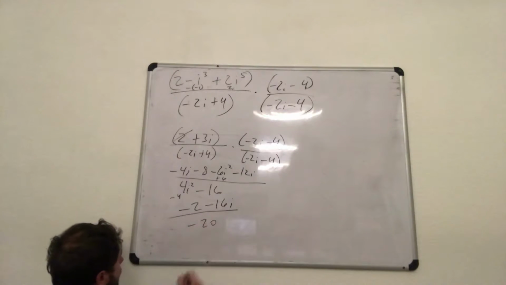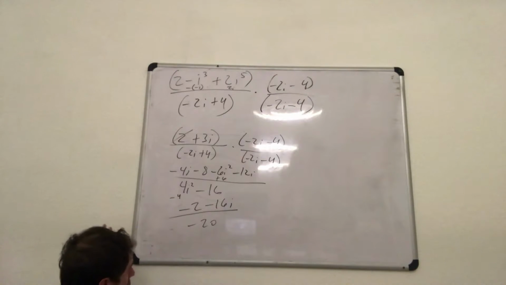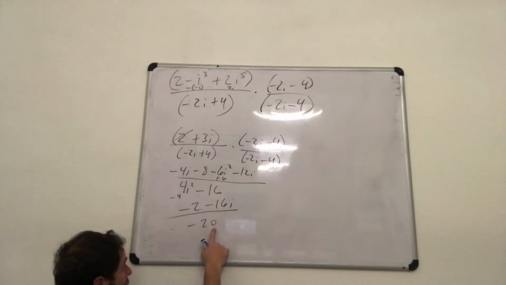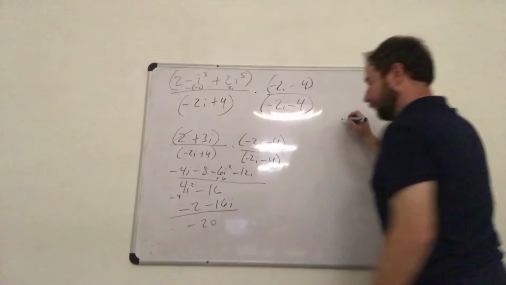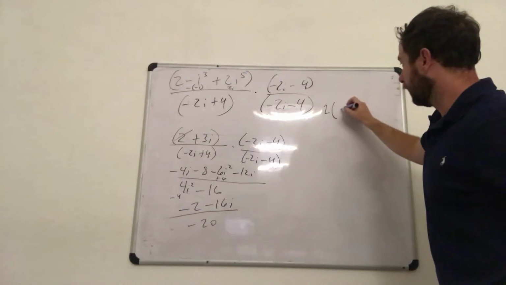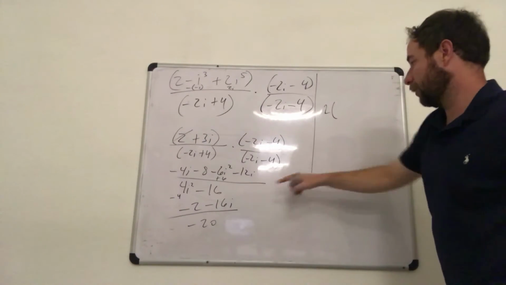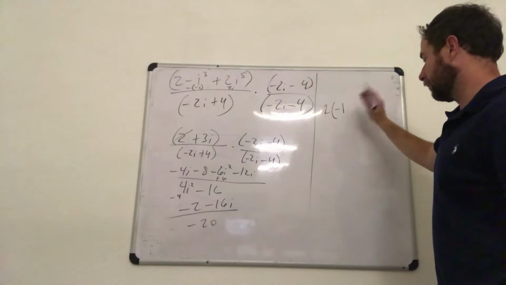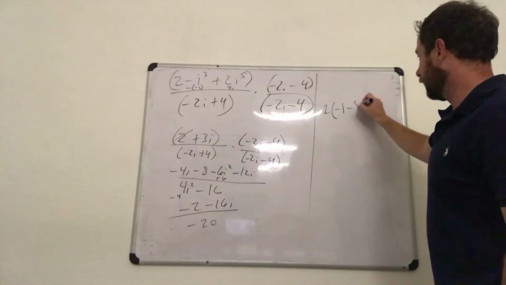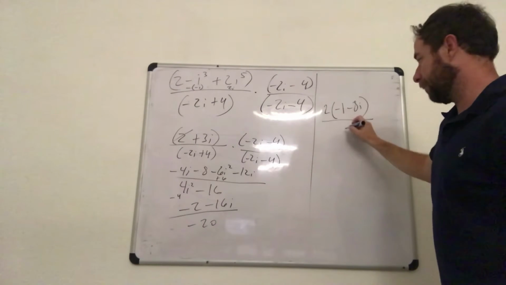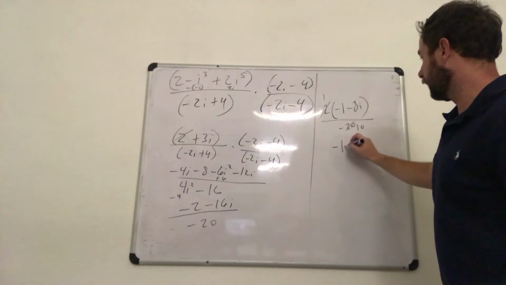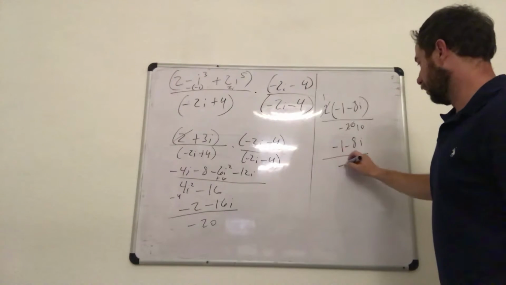It becomes negative 20. Now, one thing that you can do, you can either leave them all negative or all positive, doesn't matter. But they all have a 2 in them. So you can factor out, I'm going to write it over here, you can factor out the 2. What's left over is negative 1. They probably factored out a negative 2, it doesn't matter. But negative 1, negative 8i. And then on the bottom is negative 20. That becomes a 10, that becomes a 1. So negative 1 minus 8i all over negative 10.